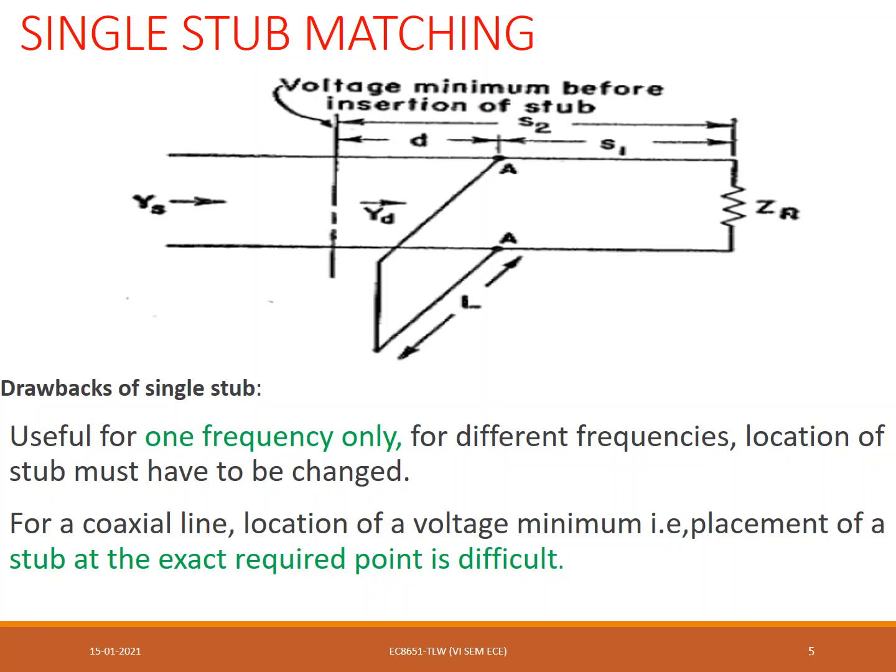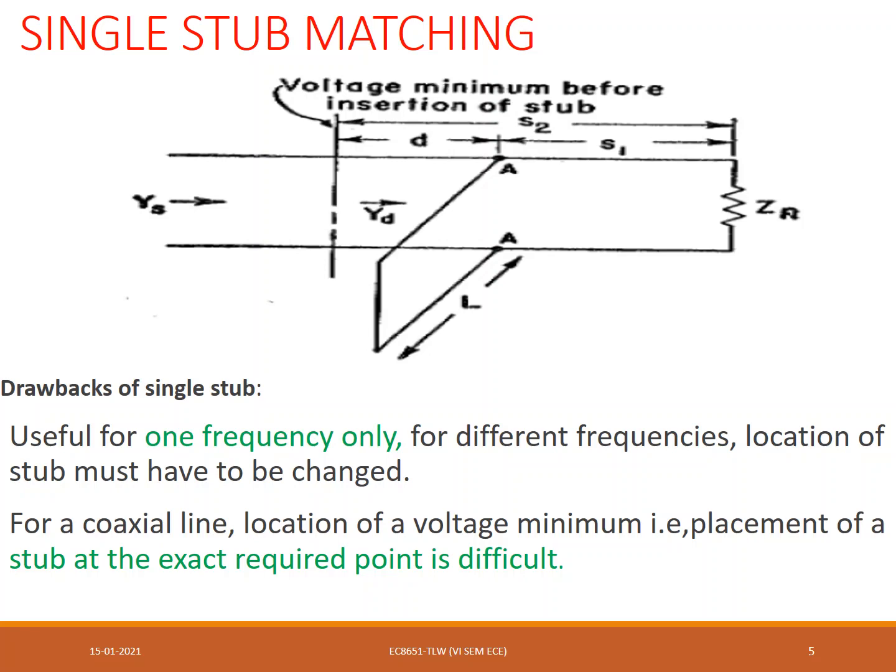This can be achieved only by adding a stub to the main line such that the reflected wave from the short circuited end of the stub and the reflected wave from the load on the main line completely cancel each other. Since parallel connections are preferred for transmission lines, it is more convenient to solve the problem using admittance rather than impedance, and Smith chart is generally used for this purpose.